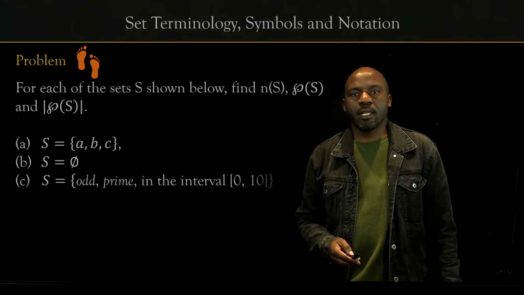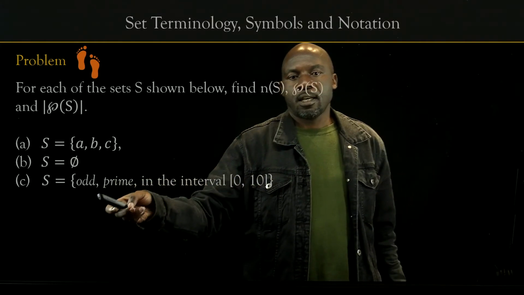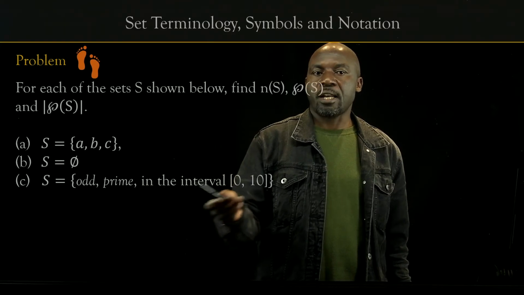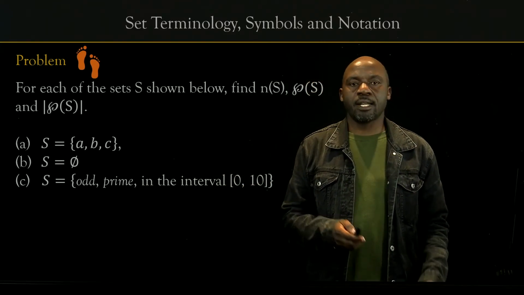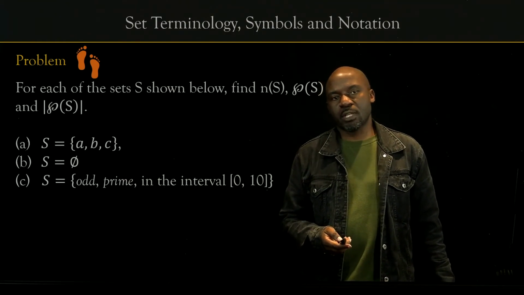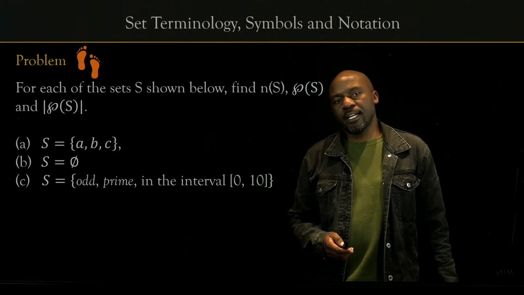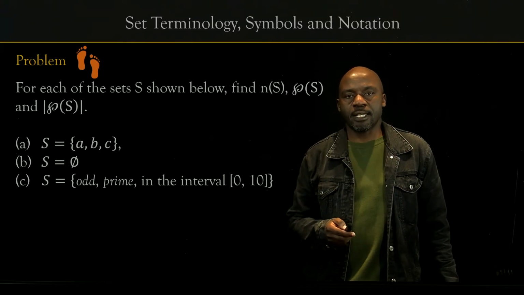Okay, C is actually described. Set S contains odd numbers that also are prime and lie between 0 and 10. All odd numbers that are prime and lie between 0 and 10. So if you can list those elements of that set, you should be able to find the cardinality and the power of the set, plus the number of subsets in it.